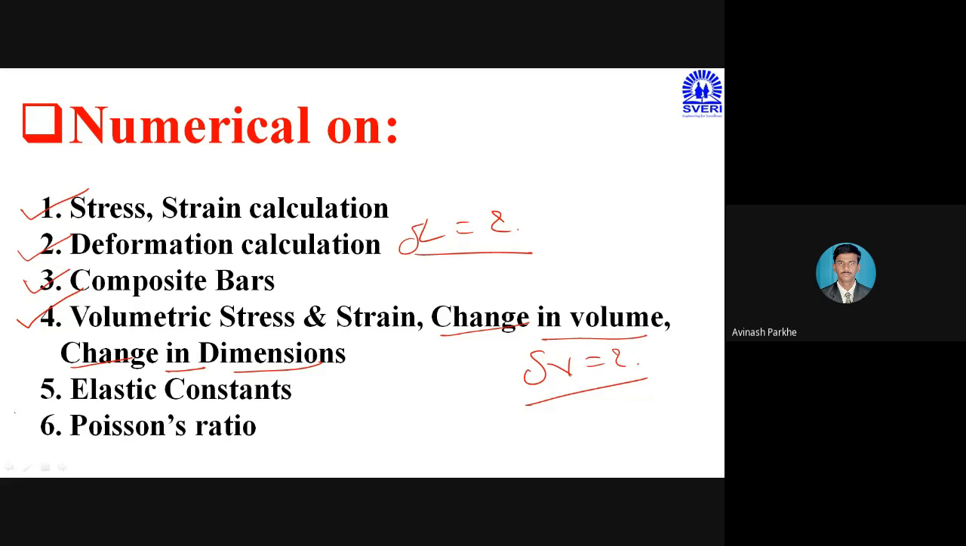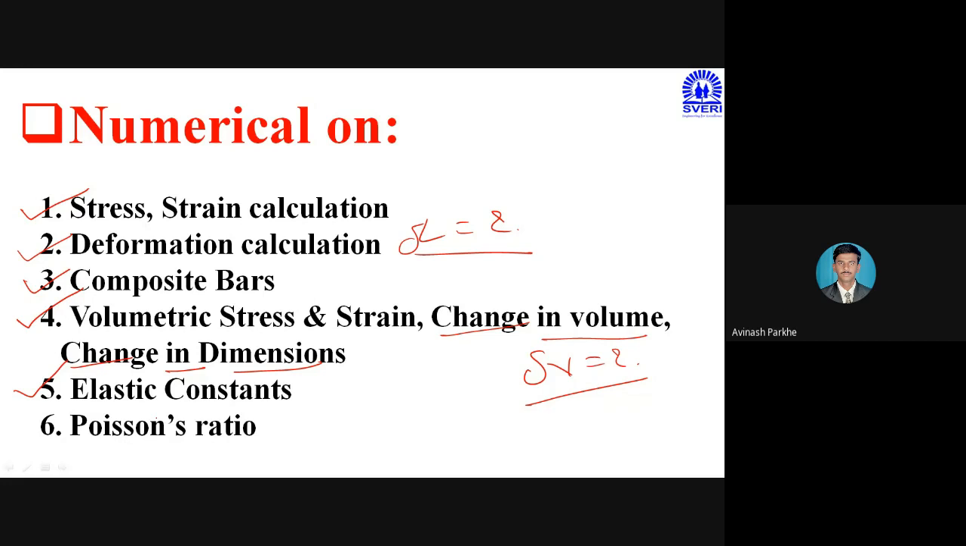Then type number 5, elastic constants. As we know, the elastic constants are E, G and K. These are the three elastic constants. Sometimes Young's modulus E is given, modulus of rigidity is given, and they are interested to find out the capital K, that means we have to calculate the bulk modulus K.